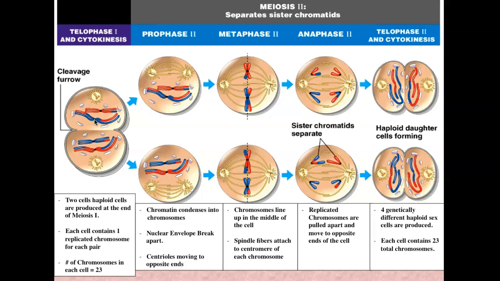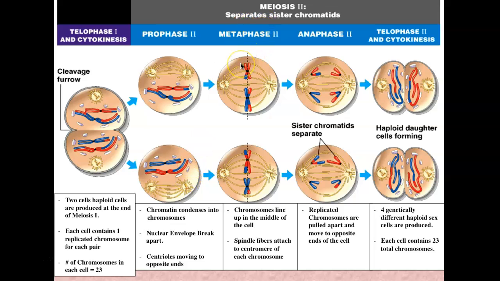This process of meiosis 2 is very similar to mitosis. What I want you to also understand is that in meiosis 2, the number of chromosomes in each cell is 23. However, they are just replicated. So in prophase 2 of meiosis 2, again, the chromatin is going to condense into chromosomes. The nuclear envelope is going to break apart and the centrioles are going to move apart.